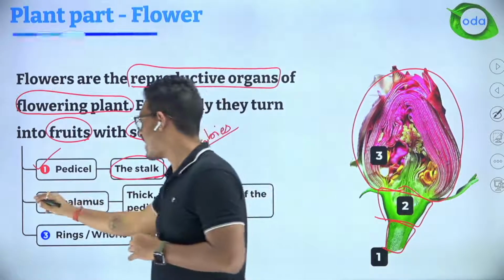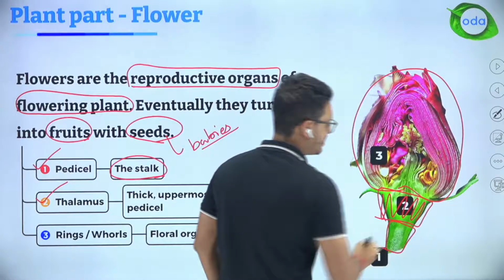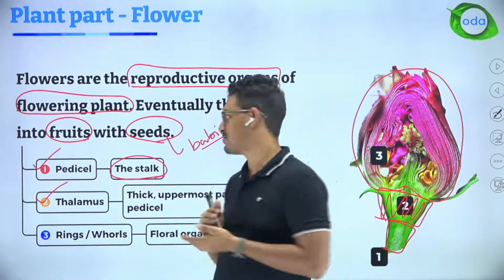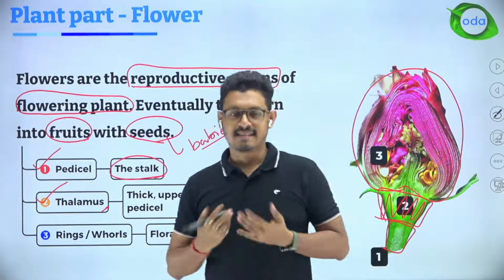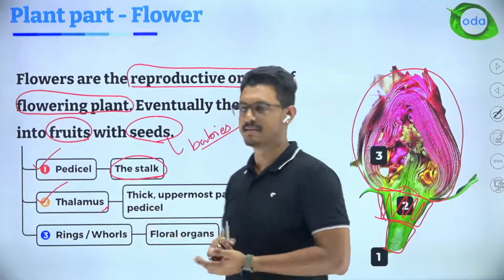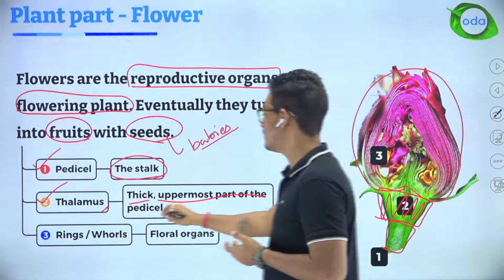The second thing is the thalamus. Thalamus is basically this rhombus looking part. Okay, this is the pedicel part that has become very thick to incorporate the rest of the structure. And this thalamus is also sometimes called the receptacle. Receptacle was an old term. Nowadays we go with thalamus as the official term. It is the thick uppermost part of the pedicel.